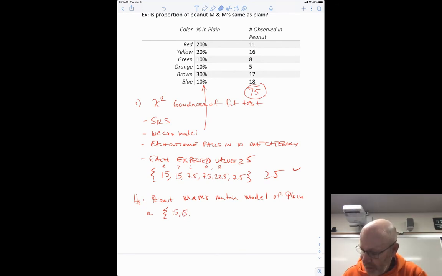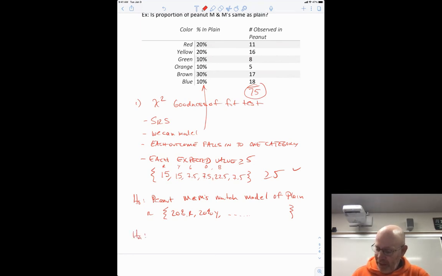Let's do it with percents because this is precise. Sorry, 20% red, 20% yellow, and so on. I'm not going to write it all out right now just to save us a little time on our video, but you would just write out the model.